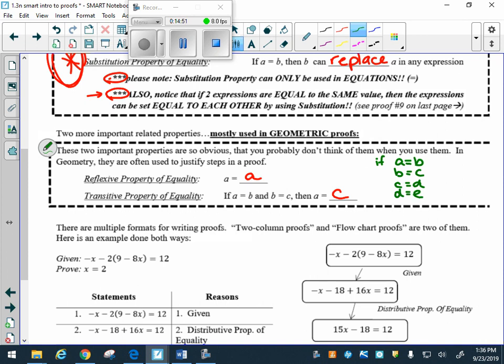If A equals B, and B equals C, and C equals D, and D equals E, then what could we conclude? Then A equals E would be a final conclusion we could make, right? Well, it wouldn't be a final conclusion. It would be a conclusion you could make from here, right?